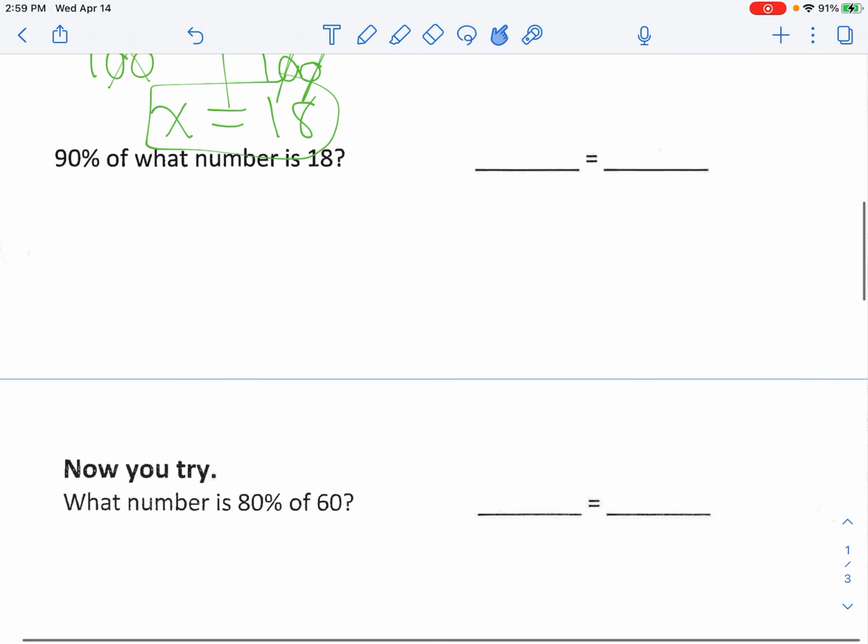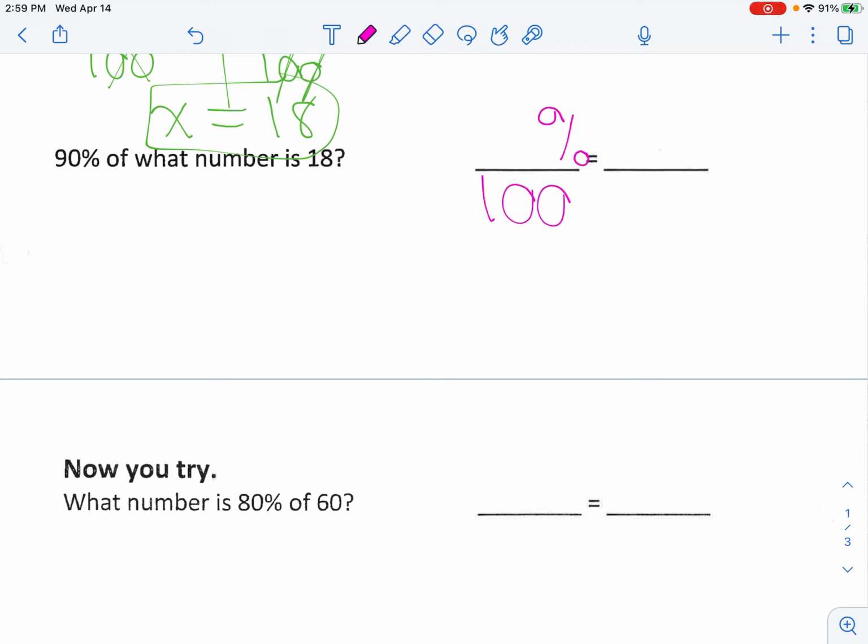First thing I like to do is set up my proportion. It's the same formula every time. We put the percent over 100 on the left. We put the is over the of, or the part out of the whole.